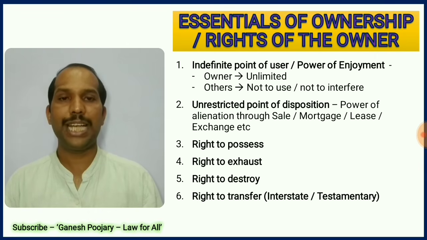The third aspect is the right to possess. He can possess the property on which he has ownership. The fourth one is the right to exhaust. He can completely use and exhaust such property. That is also a right available with the owner. Fifth one is the right to destroy. He can destroy such things on which he has ownership. That is also available. And the last one is the right to transfer. He can transfer to his legal heirs in the form of testamentary or intestate. That is also one of the elements of ownership. This is all about the rights or elements of ownership.